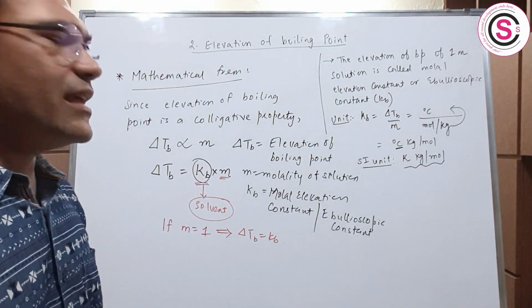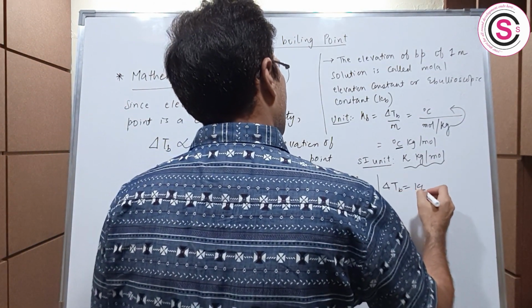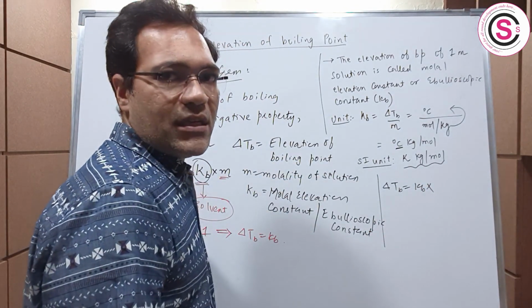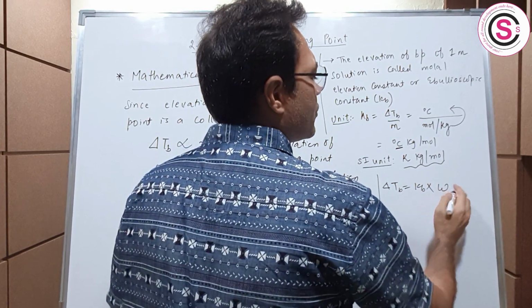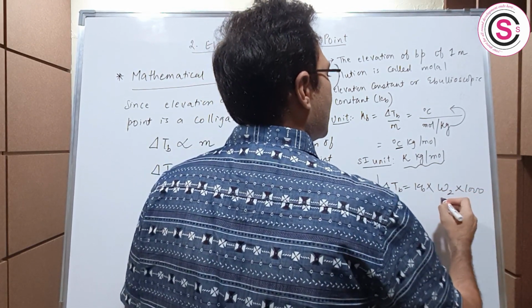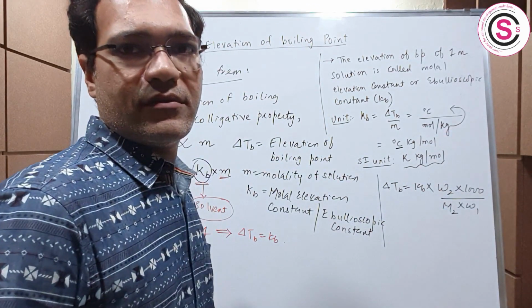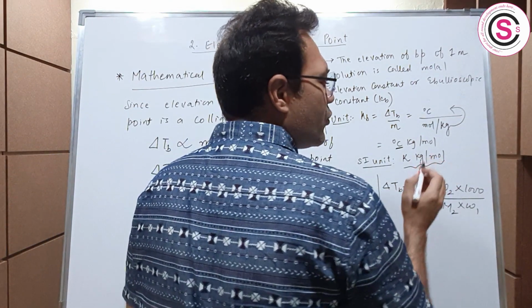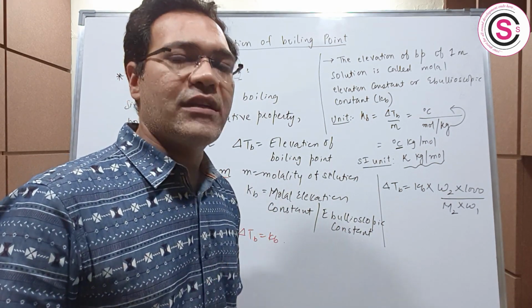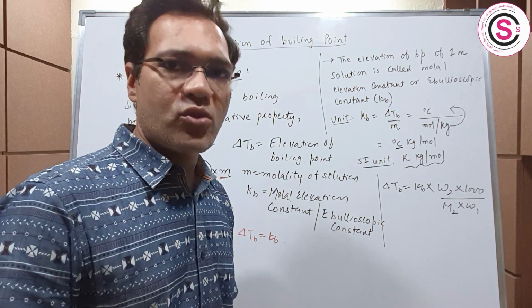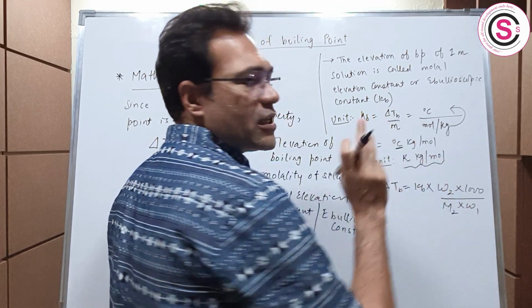Now, if I extend this equation, right? If I write delta Tb is equal to Kb into m, students, what is the formula for molality? You all know. It is the weight of solute multiplied by 1000 upon molecular weight of solute into the weight of solvent. Correct? Now, what is W2? I have told you many times before that whenever I use 1, it is for the solvent, and whenever I use 2, it is for the solute. Correct? So W2 is for solute and W1 is for solvent.